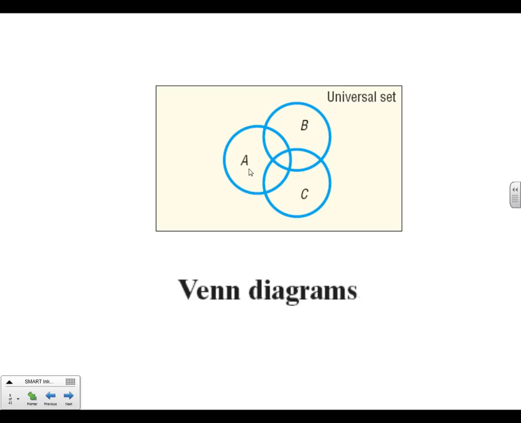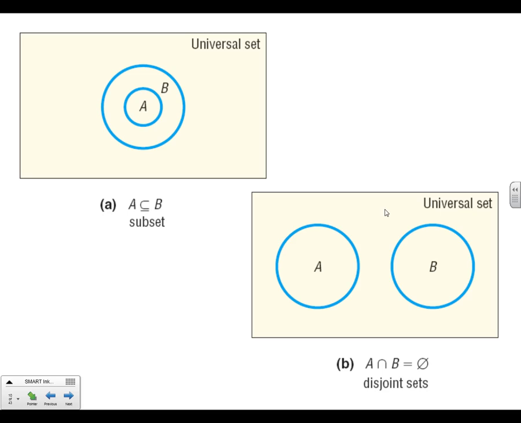All right, moving on to Venn diagrams. If we have the universal set of A, B, and C, we have these elements where they overlap, and that's what we're going to talk about. So, a universal set here, okay? A subset, A is completely inside of B. That means A is a subset of B. All right?